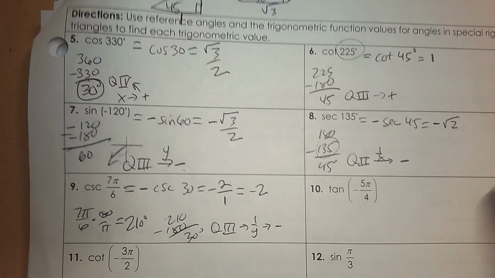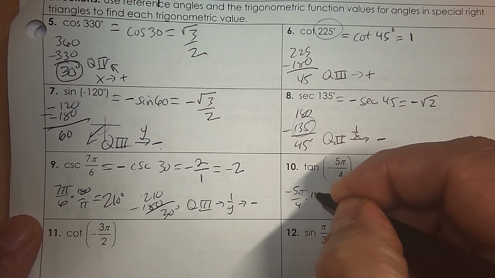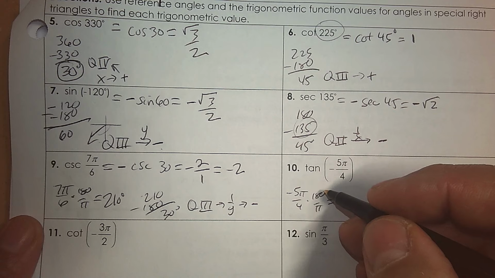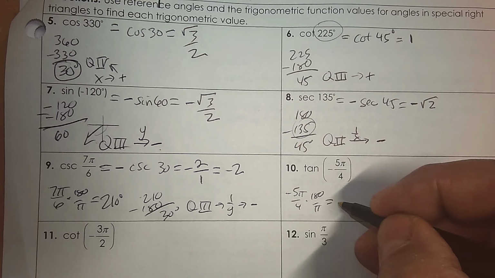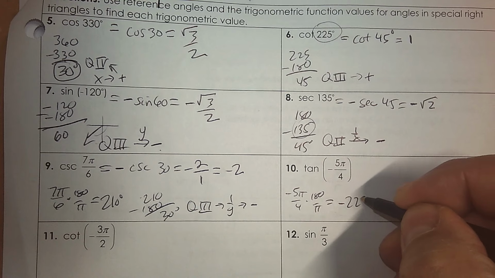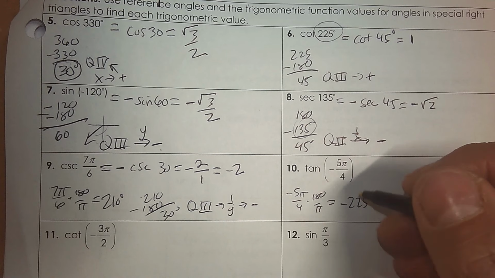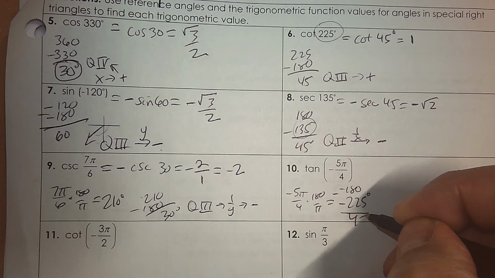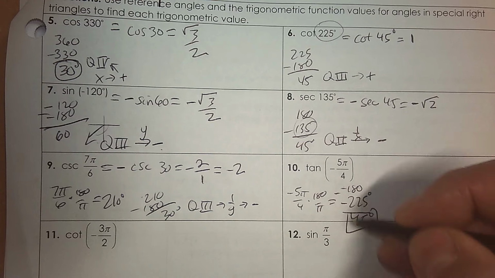Number 10. No one said this is going to be easy. So negative 5 pi over 4 times 180 over pi. So we're going to convert it. So 4 goes into 180 45 times, and then negative 5 times 45. So that's negative 225. The reference angle, use negative 180 or 180. Just subtract them as positive numbers. So that's 45 degrees when you subtract the numbers, and you can just use them as positives.